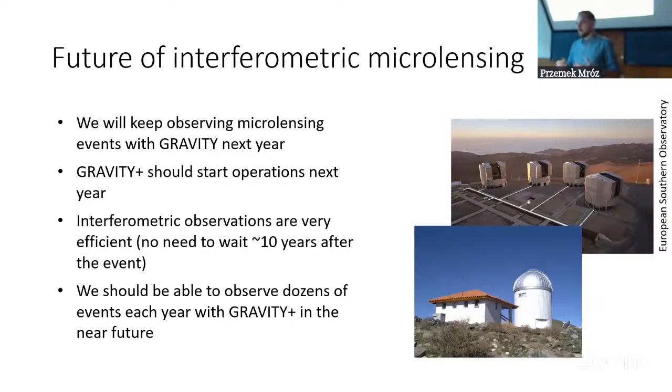We hope that in the next year, all upgrades will be finally finished and we will have the upgraded instrument with improved sensitivity. What is really nice is that with interferometry, we don't have to wait like 10 years, like in the case of the Hubble Space Telescope. We have observation within an hour or so. So we hope that in the next years, we will be able to resolve microlensing images for dozens of microlensing events. And we hope to increase the sample of isolated black holes with these new observations.